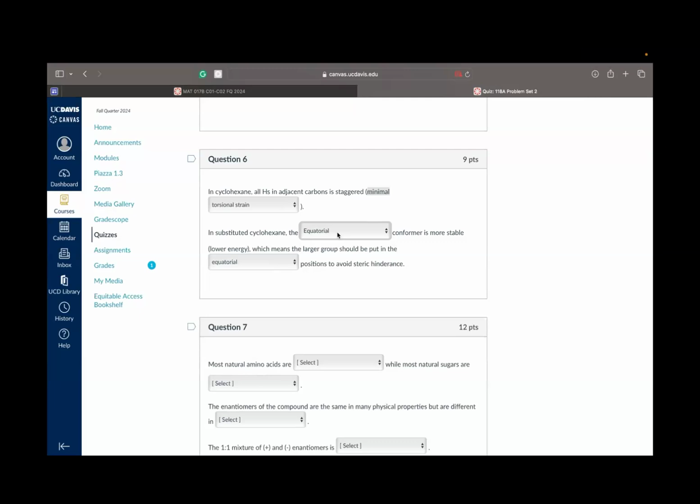Right. So that is a little bit throwing me off too, but I would stick with equatorial because equatorial is the more stable one. That makes sense. Yeah.